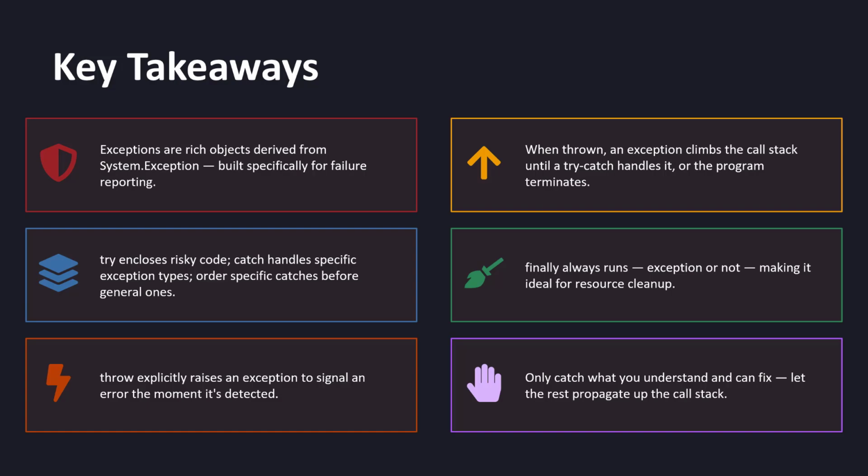Throw, the keyword, lets you explicitly raise your own exceptions the moment you detect an invalid condition in your code, with a clear message explaining what went wrong. You can throw any System.Exception-derived exception class, or .NET lets you write your own custom exceptions that are derived from System.Exception, and you can throw those as well. And then again, best practice: only catch what you understand and can meaningfully handle. Let everything else propagate up rather than just swallowing it silently.